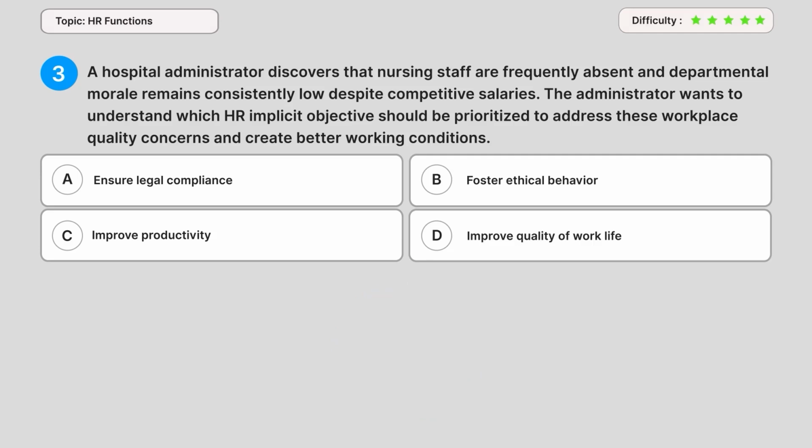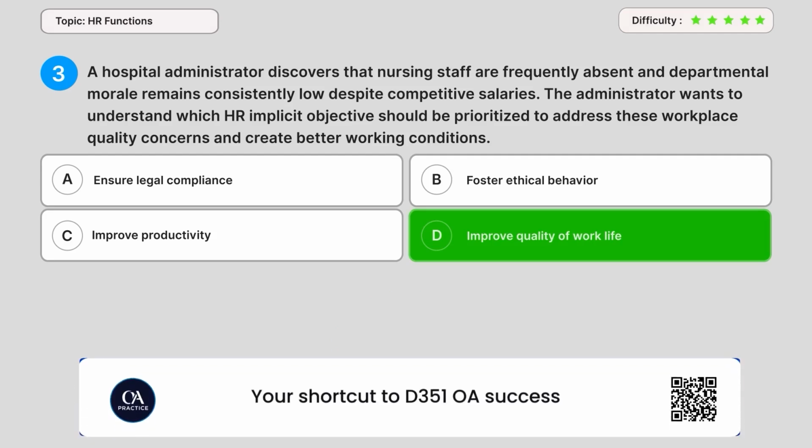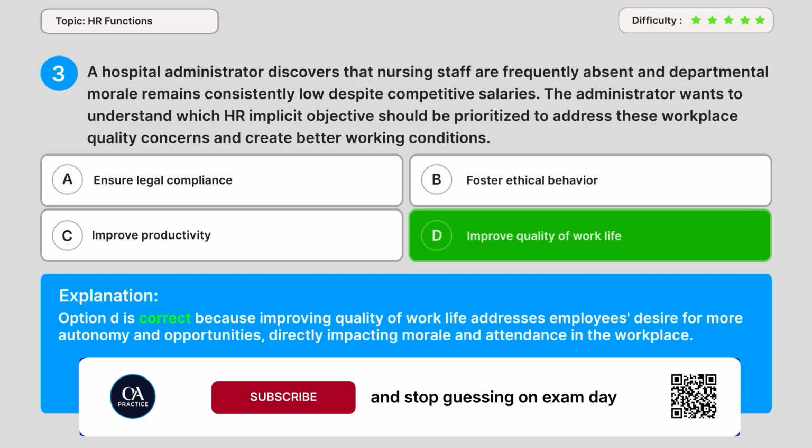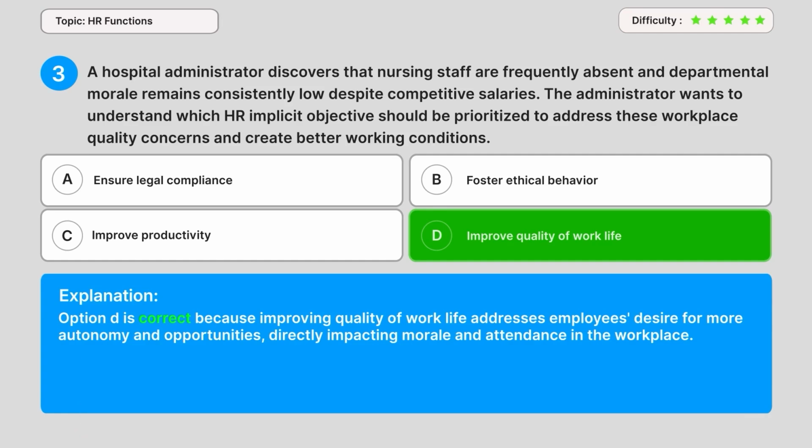Correct answer: D. Improve quality of work life. Explanation. Option D is correct because improving quality of work life addresses employees' desire for more autonomy and opportunities, directly impacting morale and attendance in the workplace.